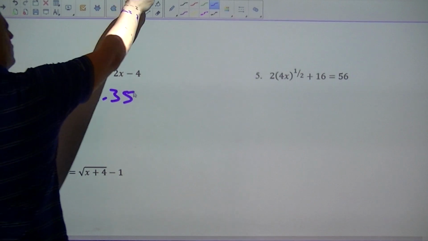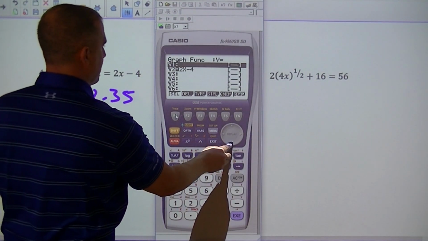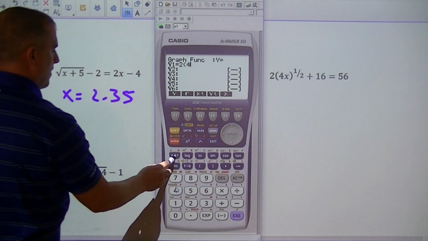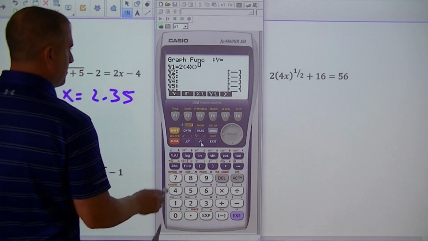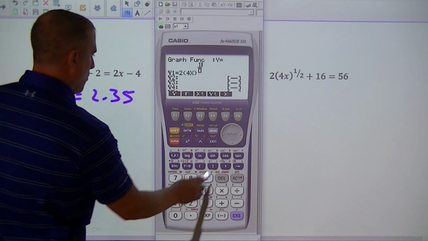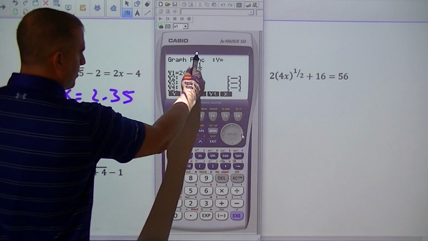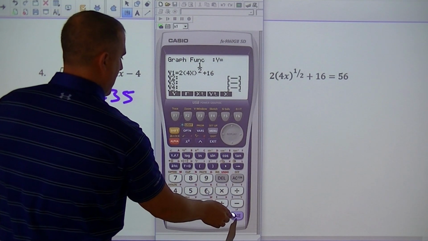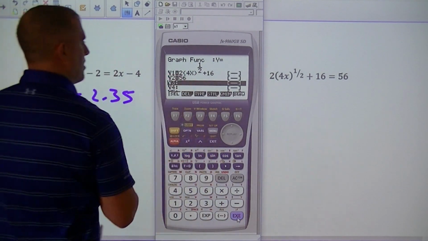Now this one over here is a little tricky to type in, to be honest. What you would do is 2, parentheses, 4x, parentheses. Then this is an exponent, so I do exponent, fraction, 1 over 2. Now I want to hit the arrow over twice so it drops down. Plus 16 on that one, and then 56 on the next row. So make sure that's all in one thing like that.